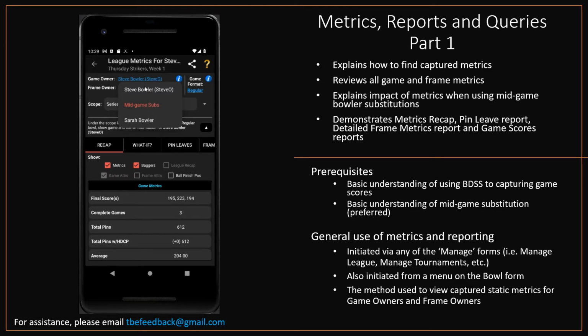Now, if I change scope to game 1, and I click frame owner, only Steve is available. That tells me that Steve owns all the frames for game 1. I happen to know that Sarah substituted for Steve in game 3, so let's select it and click frame owner.